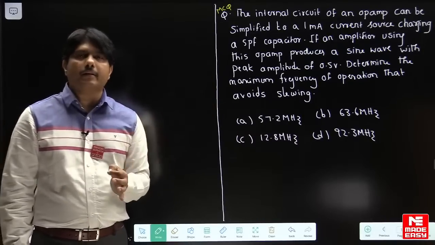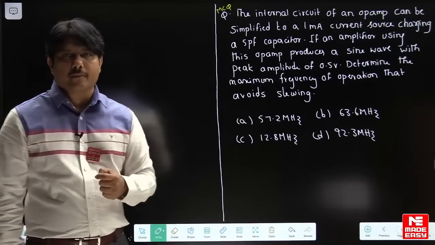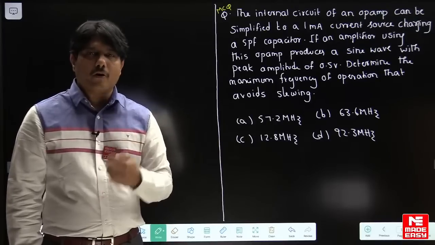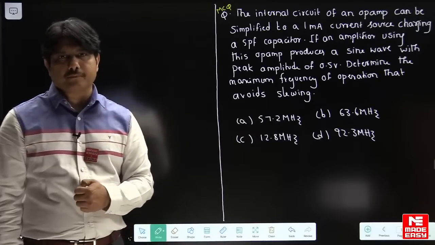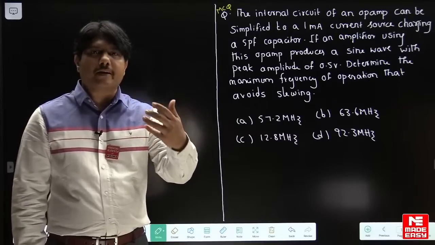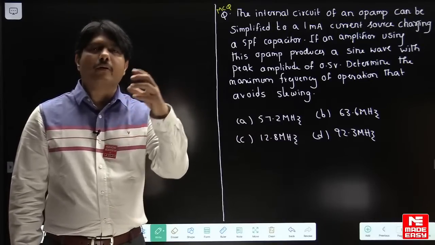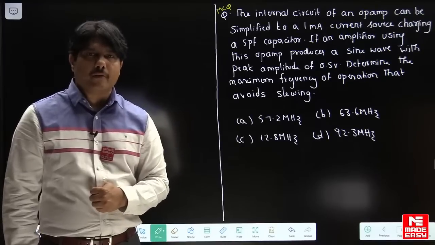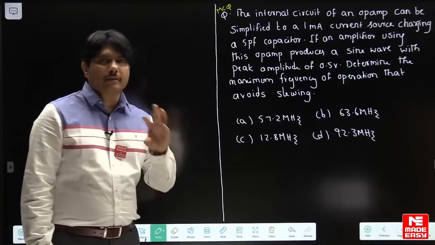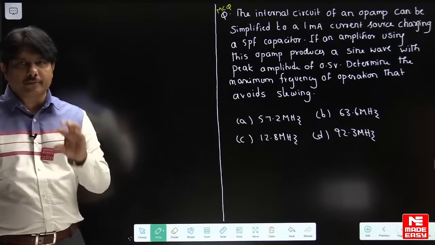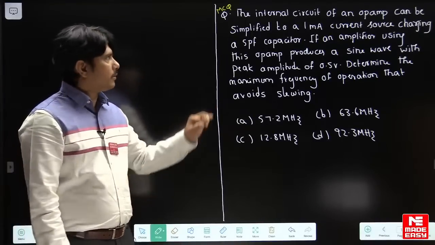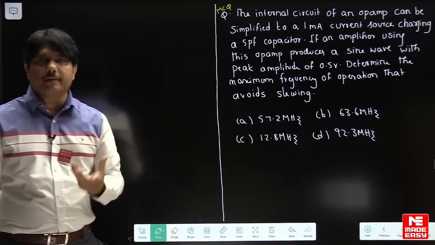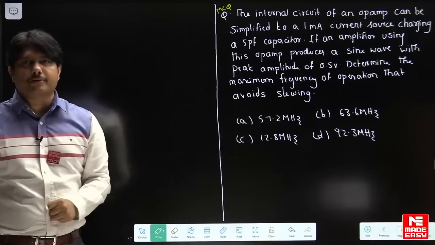You already studied slew rate in your syllabus. One important topic called slew rate. The slew rate tells you how much the output is responding to the input. It is asking how much maximum frequency you can apply such that the output will not get distorted. That's called slewing. The output should not get distorted. To find this, there are typical parameters they have given, which may confuse the student. First, you have to track this point here: 1 milliampere current source, 5 picofarad.